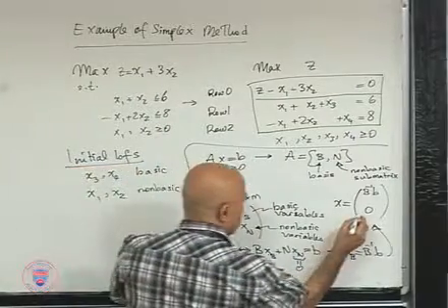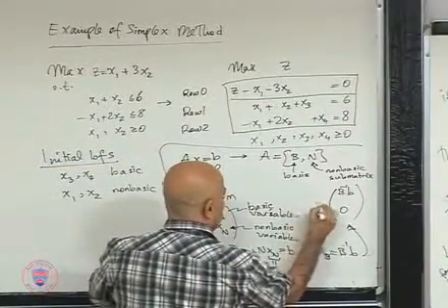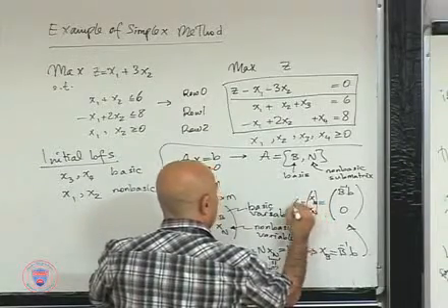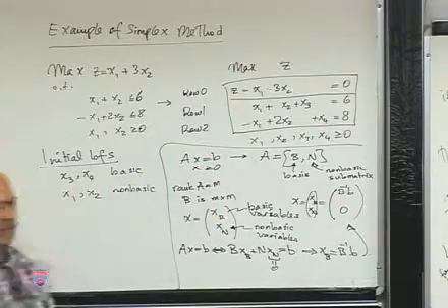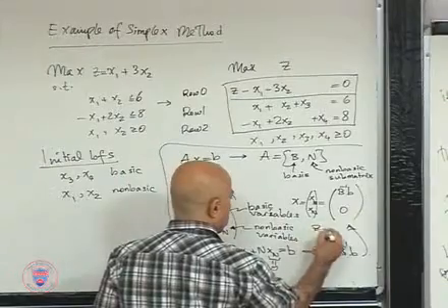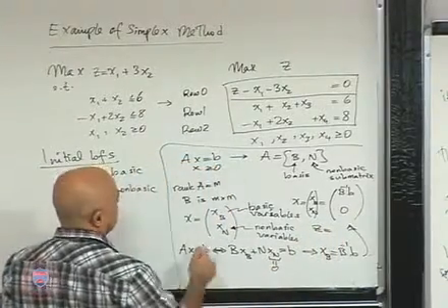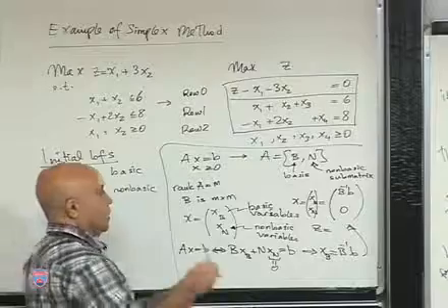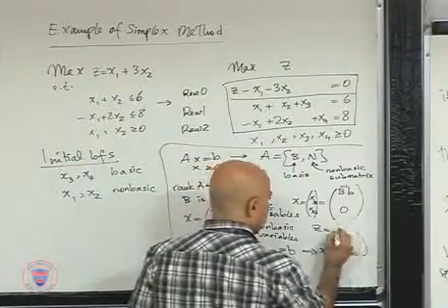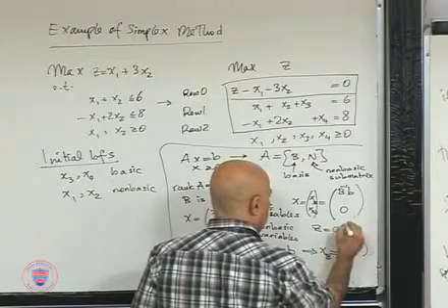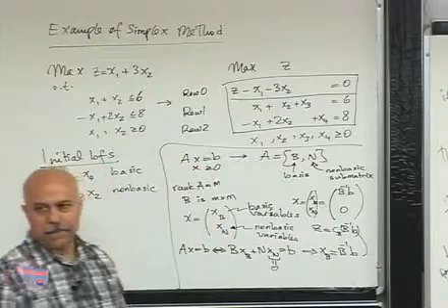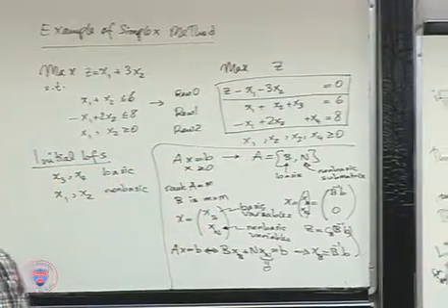XB and XN. XB is B inverse B, XN is 0. And the objective function value is how much? CB times XB plus CN times XN. So the objective function value is CB times B inverse B. The other part is 0.